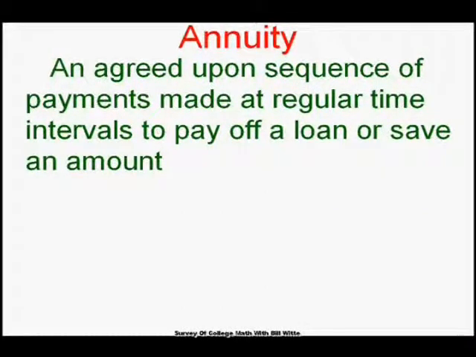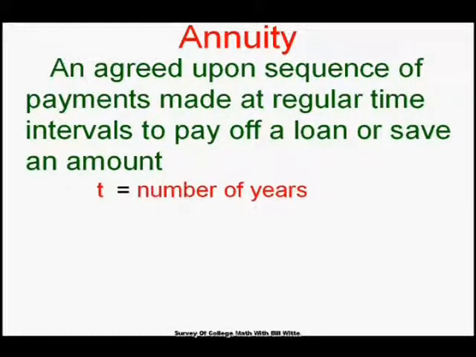This isn't that difficult. Remember that an annuity isn't simple interest anymore. An annuity is a sequence of payments. Your monthly payment, your monthly mortgage, your monthly investment, made usually monthly, but not always, maybe weekly to Guido if you borrow from him. Anyway, made at regular time intervals to pay off a loan or to save an amount.